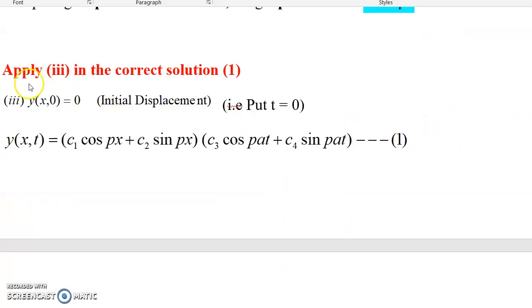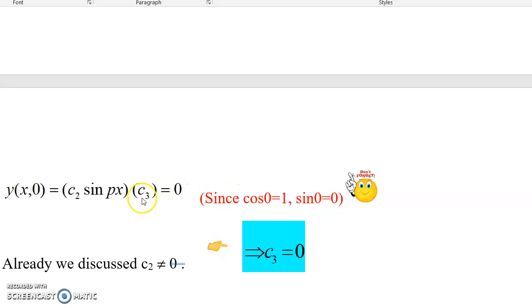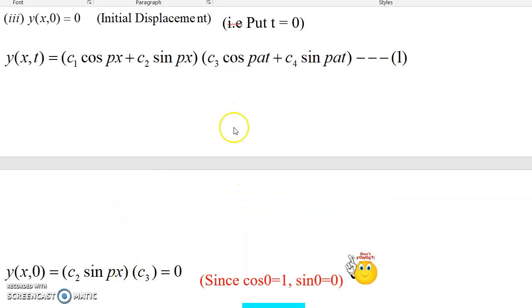Now let us apply the third boundary condition: y of x comma 0 equals 0. In the place of t, we have to put 0. So, writing the solution again, in this solution we put t equal to 0, wherever we have t. When we put t equal to 0, cos 0 is 1 and sin 0 is 0. So what is the answer of this term? Sin 0 is 0, cos 0 is 1. So the answer of the second term will be C3 here.